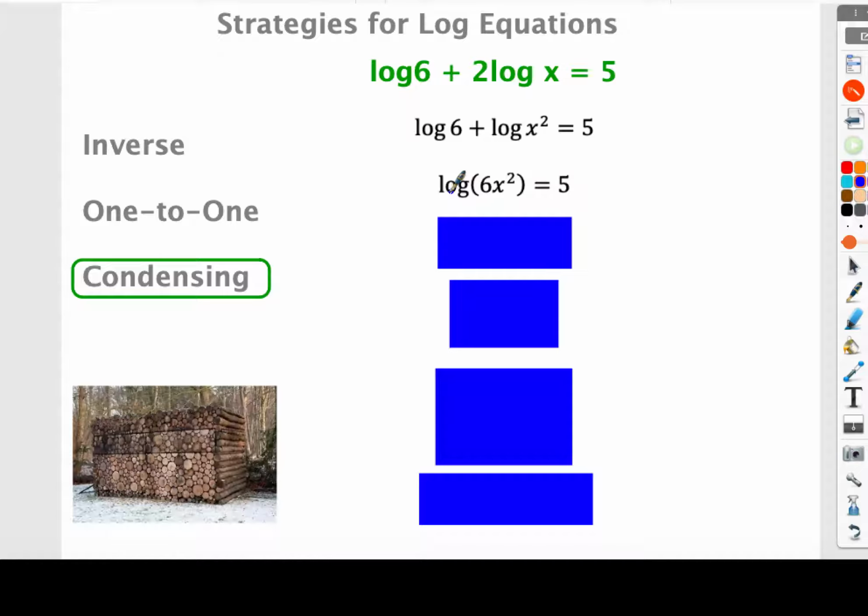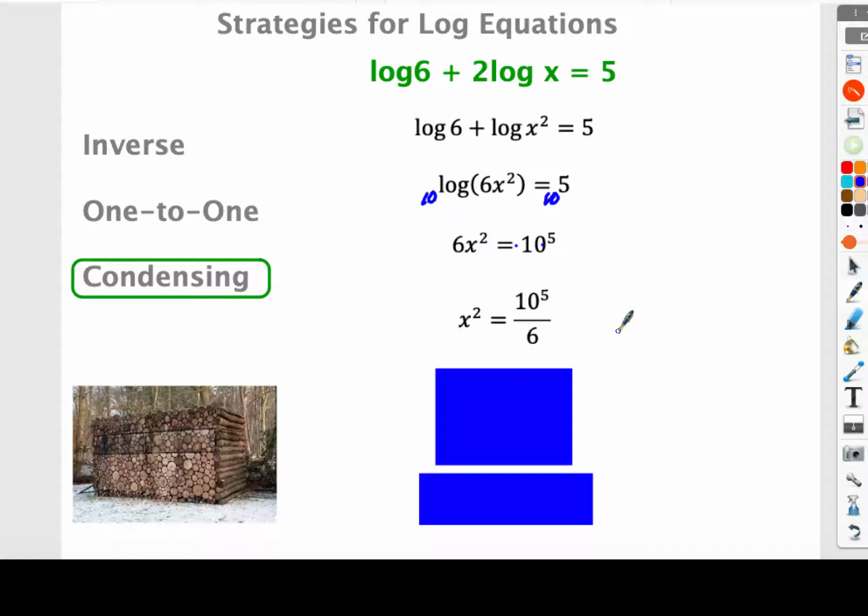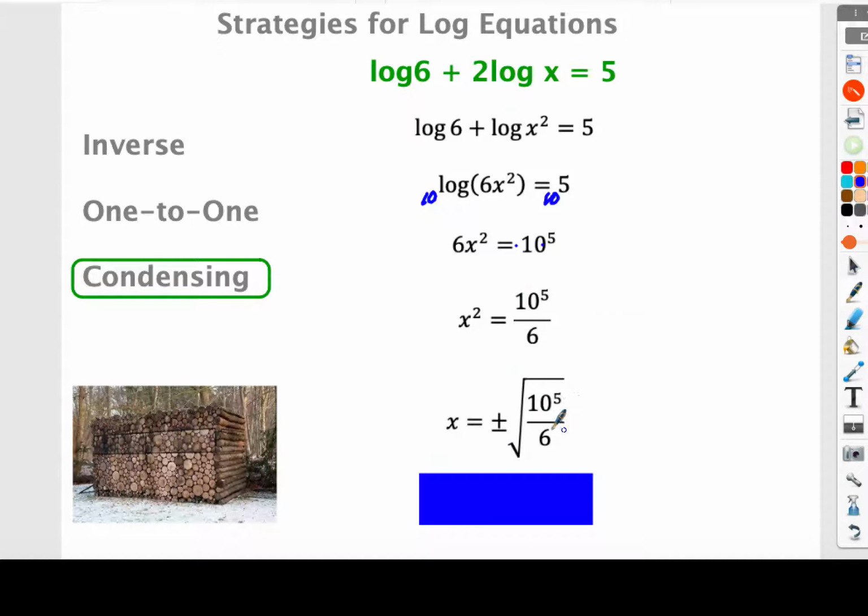Then I can do a little exponentiating. Again, if I've got a log base 10, we'll do 10 to a power on both sides. 10 to the fifth on the right. The log and the base 10 cancel there, so we get 6x squared on the left. We're going to divide by 6 next. Again, that's just a number waiting to be found, so no reason we can't find it. However, I'm going to go ahead and take the square root next. Don't forget to say plus or minus. And then again, there's my final answer.